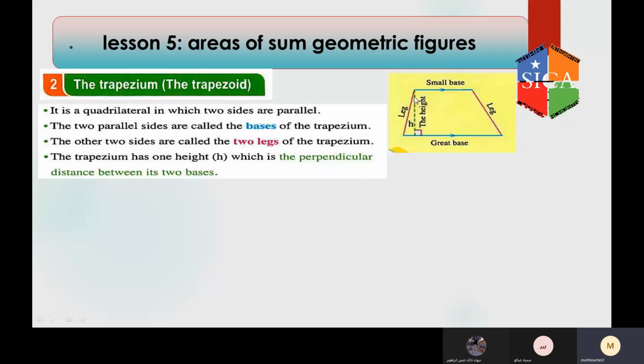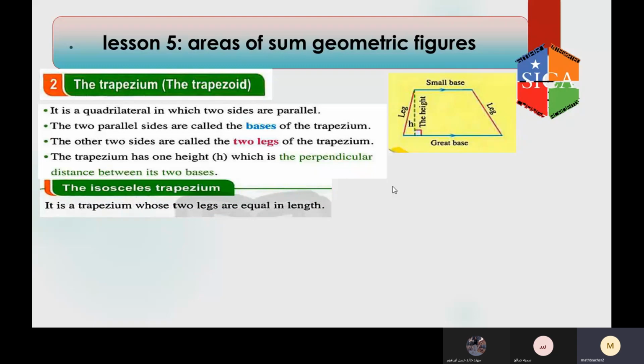If we draw it here, maybe the height, or maybe draw it here or here, because the distance between 2 parallel straight lines is constant. The height here equals the height here because the distance between the 2 parallel straight lines is constant. The trapezium has one height, which is the perpendicular distance between the 2 bases. The distance between the 2 bases is constant because they are parallel.